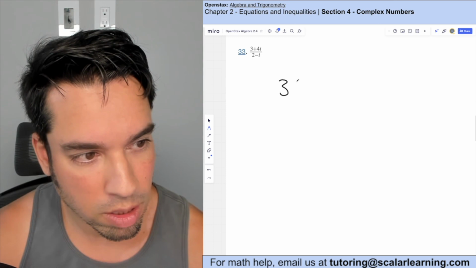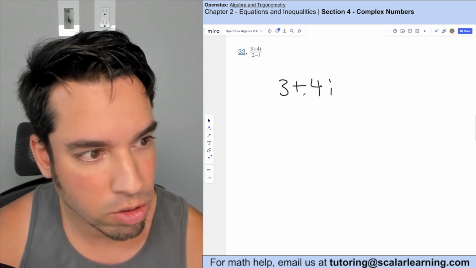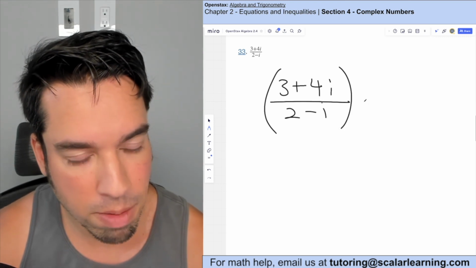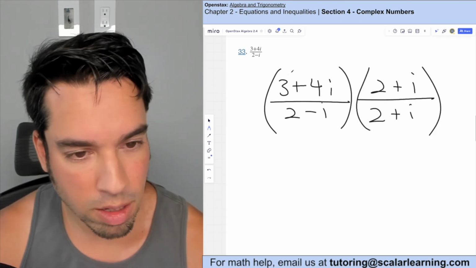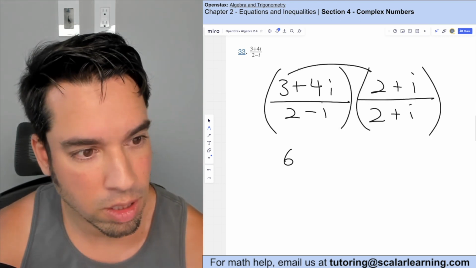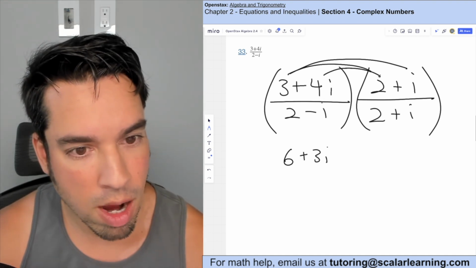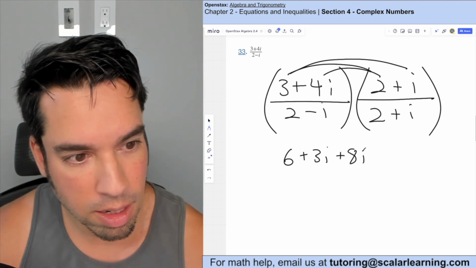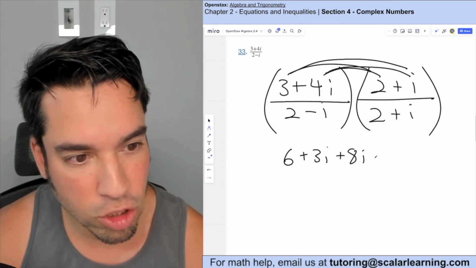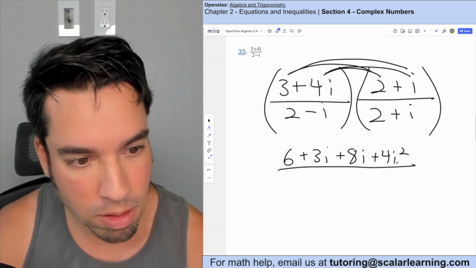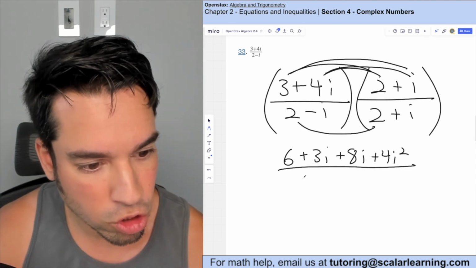Again, we need to get rid of this denominator having an imaginary, so we're going to use the conjugate. Check it out, here's the complex conjugate. Instead of 2 minus i, we're going to multiply by 2 plus i. So on top, we're going to do 3 times 2, which is 6. Then 3 times i, which is 3i. Then 4i times 2, which is 8i. And then 4i times i, which is 4i squared. And then on the bottom, we've got 2 times 2, which is 4.